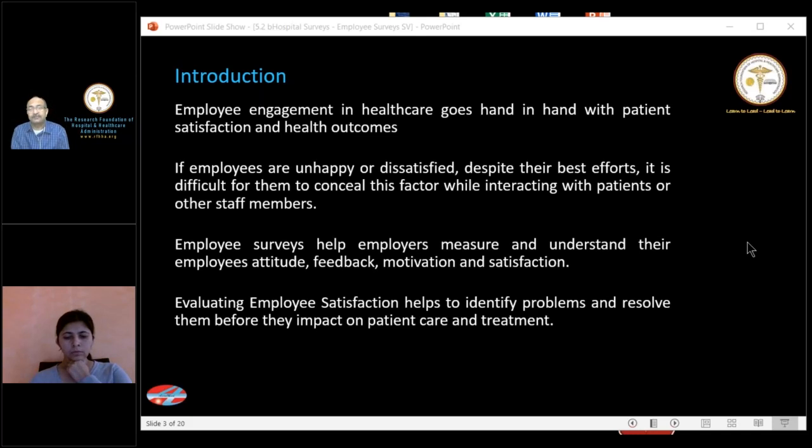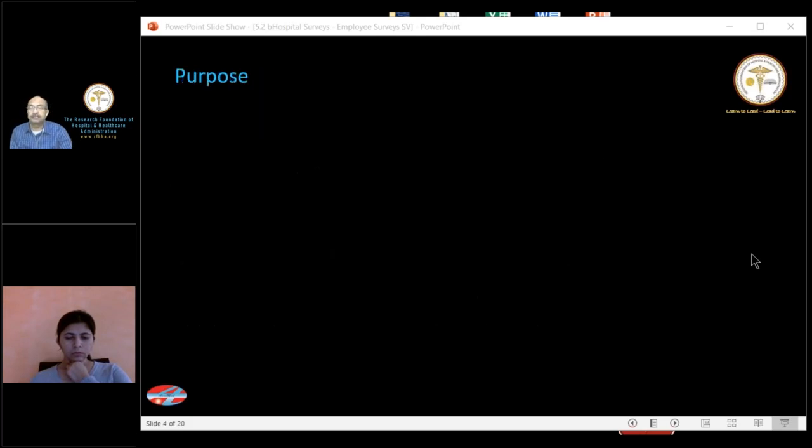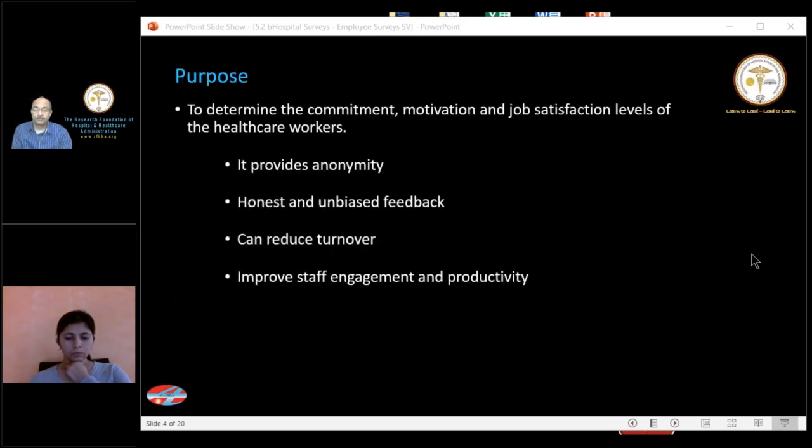Employee surveys help employers measure and understand their employees' attitudes. You could also measure feedback, motivation, and satisfaction levels. Evaluating employee satisfaction helps to identify problems and resolve them before they impact patient care and treatment. So this is about employee satisfaction and employee surveys.